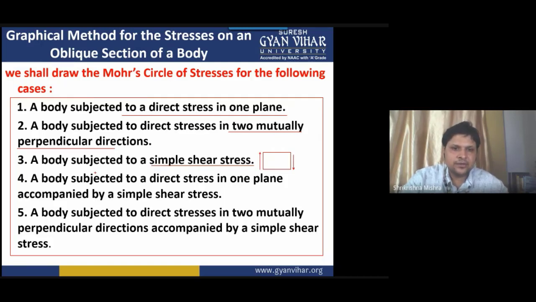Then in the fourth case, you have a uniaxial loading plus the simple stress. You have a direct stress along one plane and a shear stress acting along one plane, and along with that, you also have a normal stress acting along one of the planes. And then the last case, case number 5, which is important and in which every concept discussed in the previous 4 cases will be used.